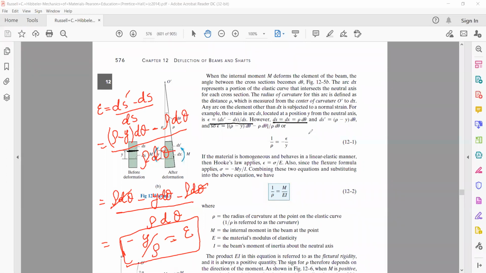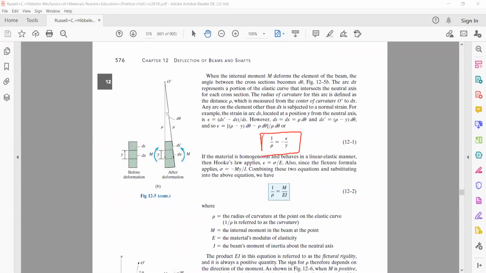So we can also write strain eta by y from this equation is equal to minus 1 by rho, that is this equation that is written here. So we have somehow derived this equation. Now let's talk about this equation. What does this equation tell us? As far as rho is concerned, rho is the radius of curvature, and this 1 by rho is known as the curvature.